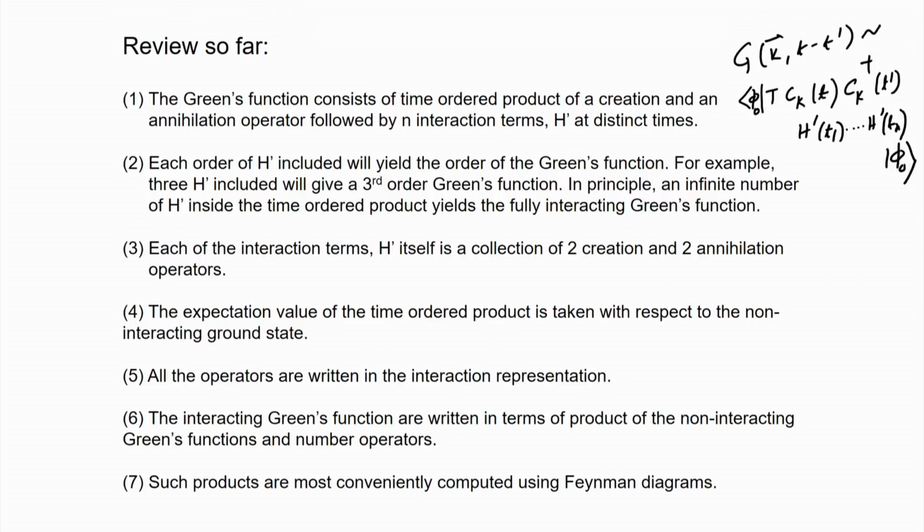So, a fully interacting Green's function contains one creation and one annihilation operator and n of those h primes. The third point is that each of the interaction terms h prime is itself a collection of two creation and two annihilation operators. This is what we have learned when we did second quantization, that each interaction term at least has two creation and two annihilation operators.